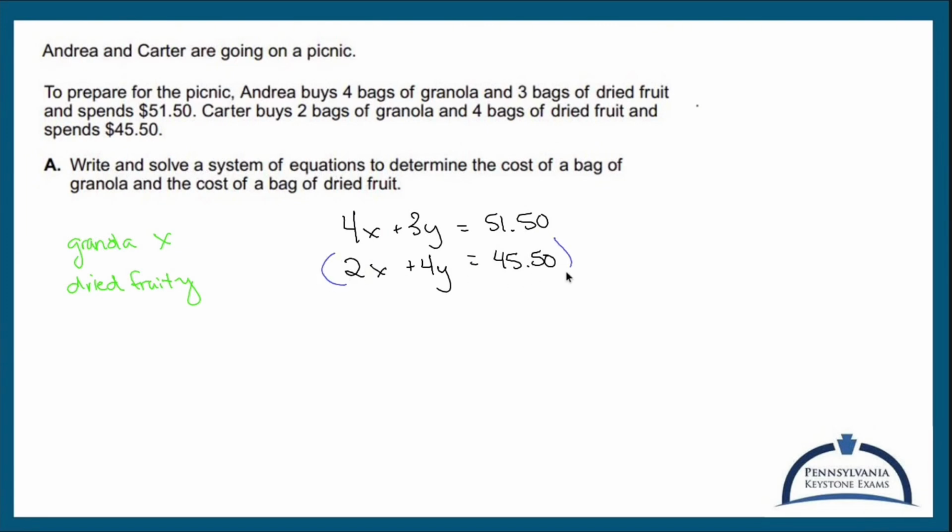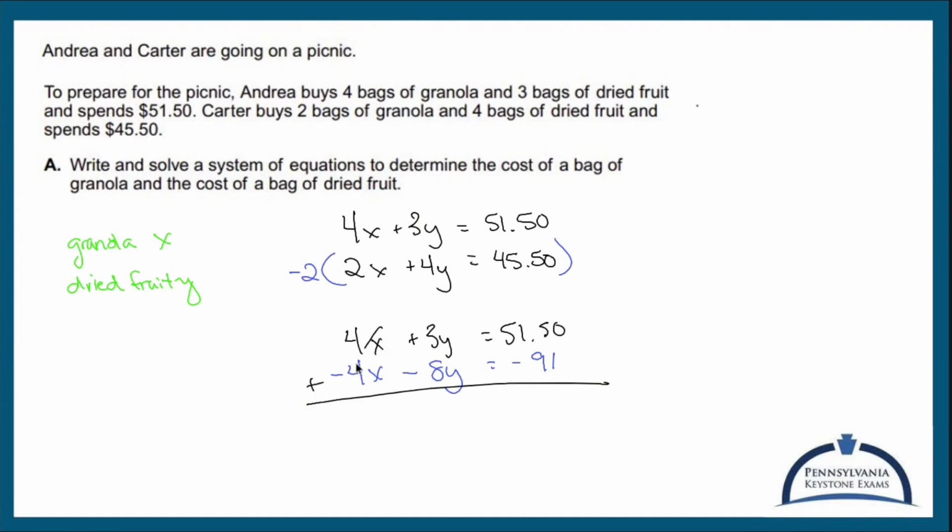I'm going to multiply the bottom row by negative 2, and that allows the x's to line up and cross out. Okay, so the bottom row is now going to be negative 4x, because negative 2 times 2 is negative 4, minus 8y, because negative 2 times 4 is negative 8, and negative 2 times 45.50 is going to be negative 91. The top row stays the same, 4x, 3y, 51.50. Add the rows. You cross out.